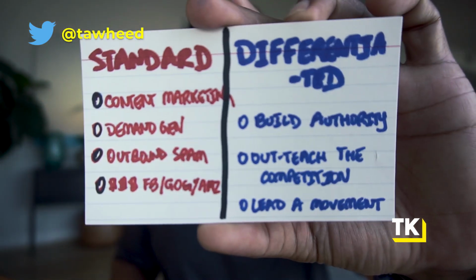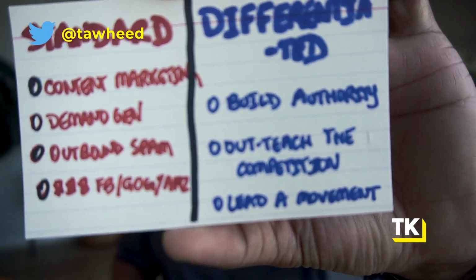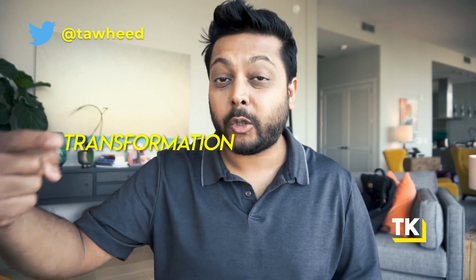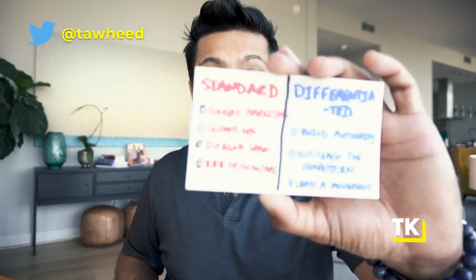The differentiated strategy focuses on a couple of other things. It focuses on actually building authority. It says, you know what? If you, the founder and the leader of this company, actually establish yourself as a brand instead of just a company, and you go out there and start teaching people about this big transformation you're doing, this software, what it unlocks, you can start to build authority.